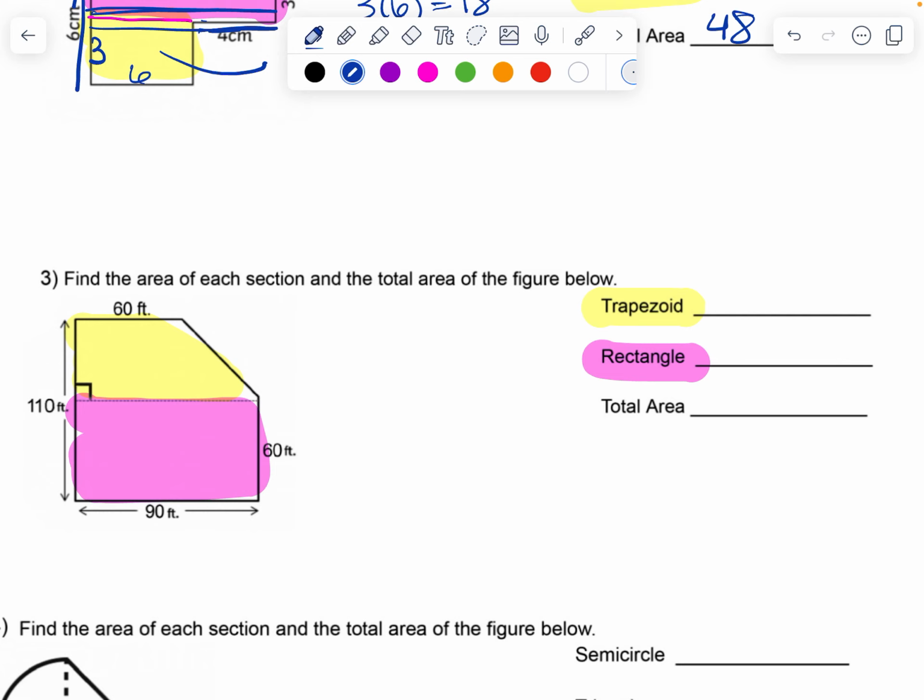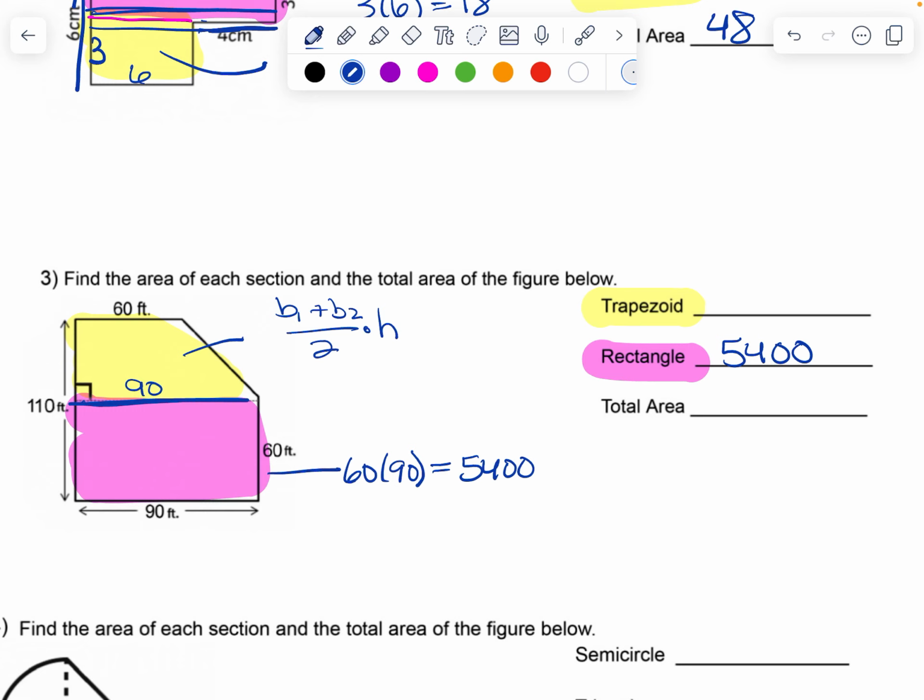And then the trapezoid is going to be the average of the bases, which are the parallel sides, times the height. So the bases here are 90 for this base right here, and 60. So I'm going to do 90 plus 60 divided by 2, and then the height is the distance between them. It's this distance here. But they didn't give us that specific distance. I do know from here to here is 60, and all the way up is 110. So I'm just going to do 110 minus 60 to get 50, and that's going to be my height.